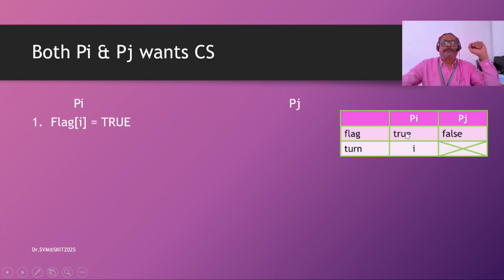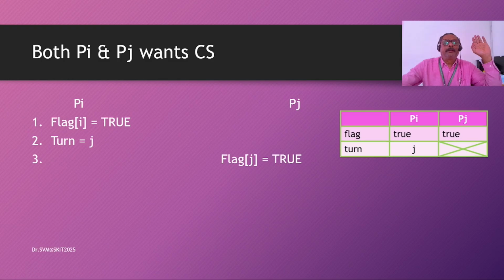First, process I's first line gets the chance, so it says flag I is true, so Pi's flag becomes true. Again Pi gets the chance to execute next, so it executes its second instruction, turn equal to j, so turn has become j. Next Pj gets the chance to execute. As an example, let's assume that in the third instant Pj gets the chance, so the first instruction in Pj is flag j equal to true, therefore Pj's flag also became true.